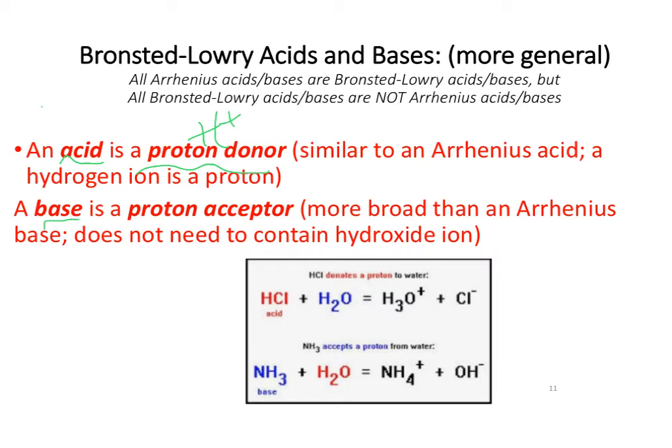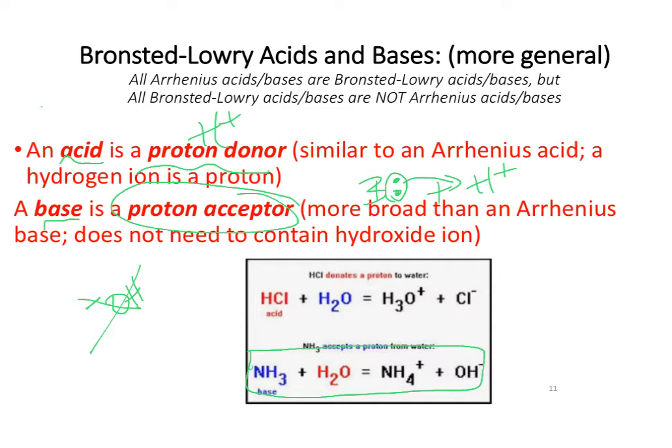What's different is the definition for a base. Whereas the Arrhenius definition said a base had to produce hydroxide in solution, the Bronsted-Lowry definition doesn't say any such thing. It just says the base has to be a proton acceptor. So it has to be something that has a lone pair of electrons, because those lone pair of electrons are going to be used to make a bond with the hydrogen ion. So let's look at an example here.